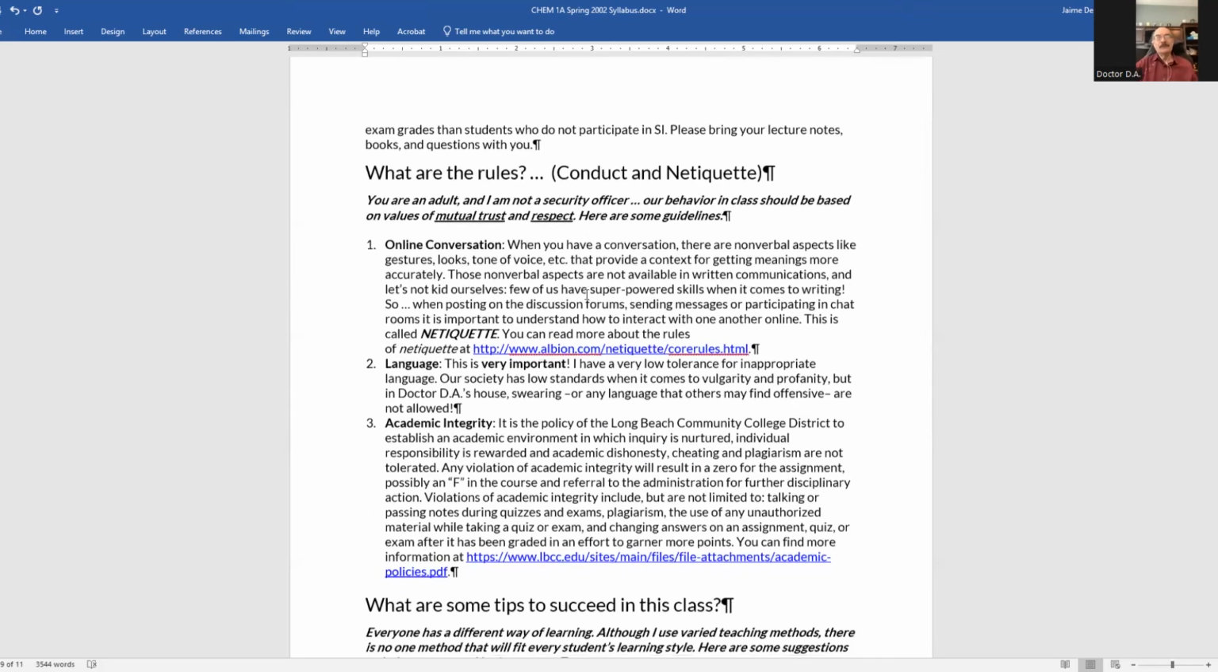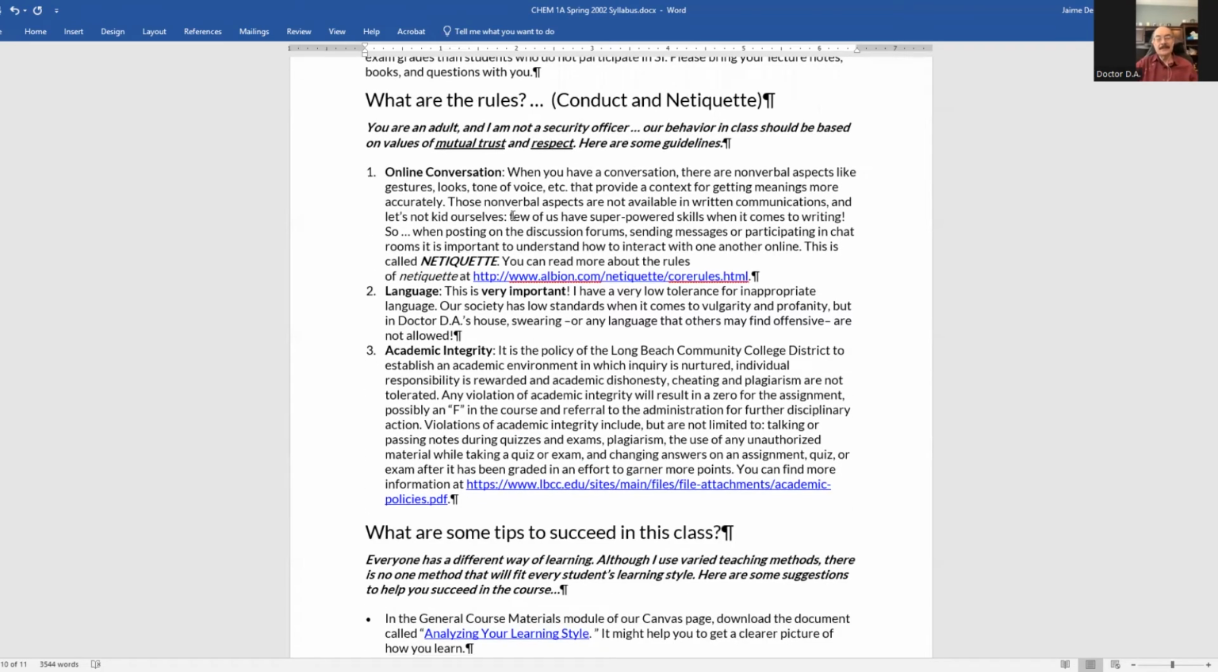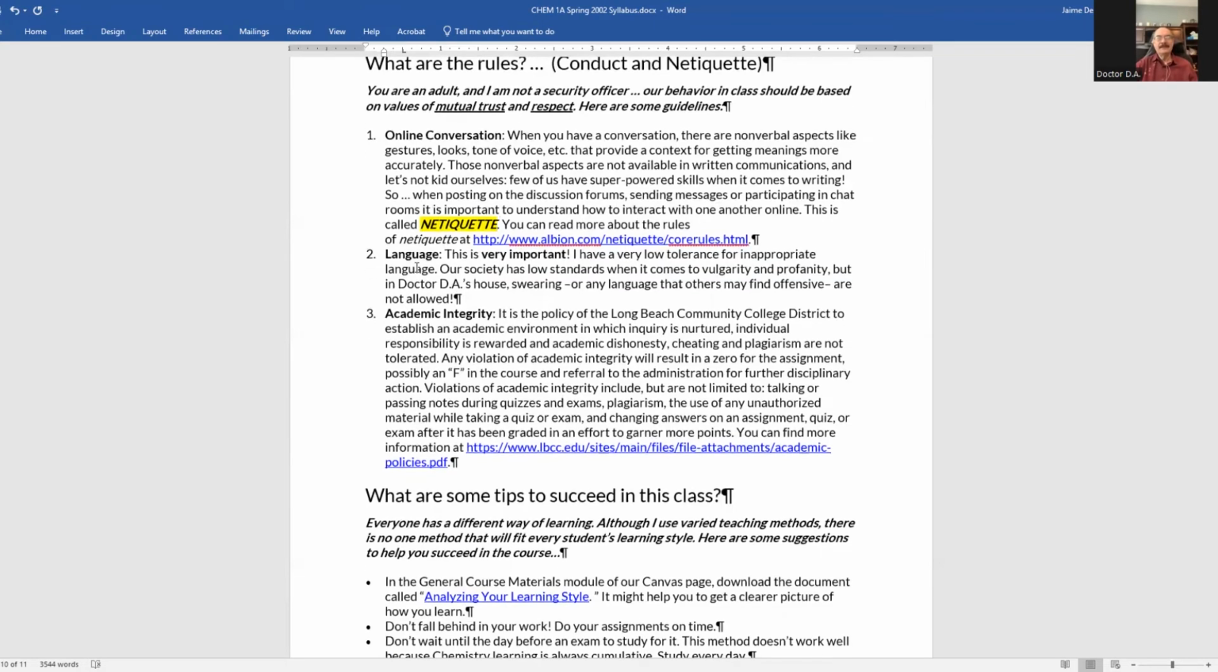So a few rules here. Number 1, there are some interactions that will happen online. For example, discussions, interactions. I really want you to read this, or go to this website and read about what's called netiquette. In other words, how do you properly communicate in a respectful manner using good communication in an online environment?